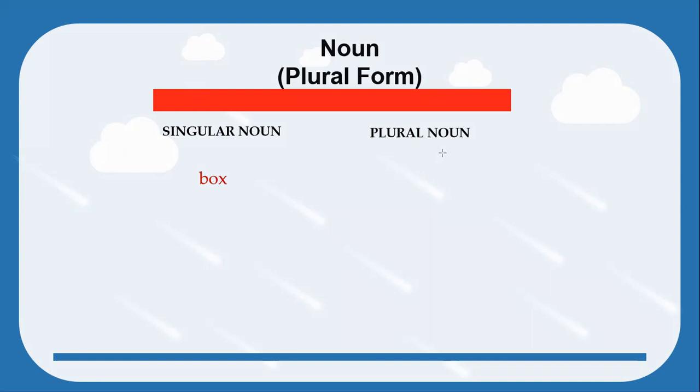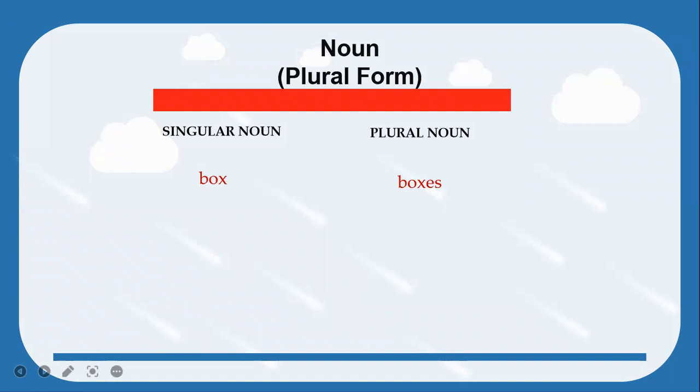Boxes. Yes, spell. B-O-X-E-S. Okay, that's right. And then try to make sentences using box and then boxes. Just simple sentences. First box and then boxes.